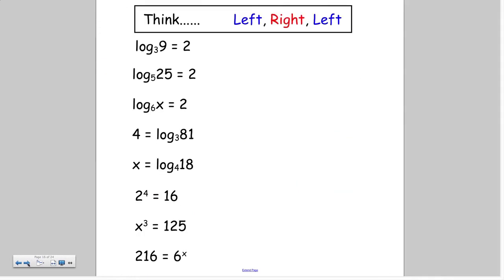Alright, so if we're going to rewrite these, we're going to go left, right, left.